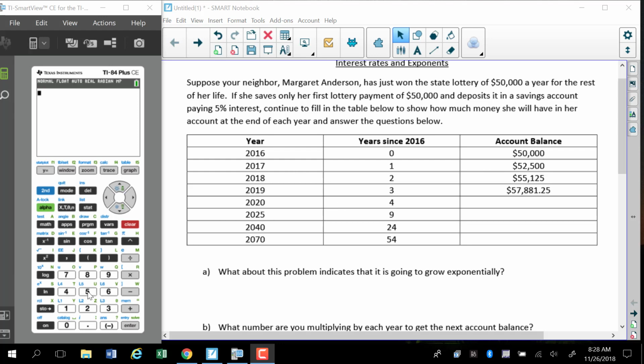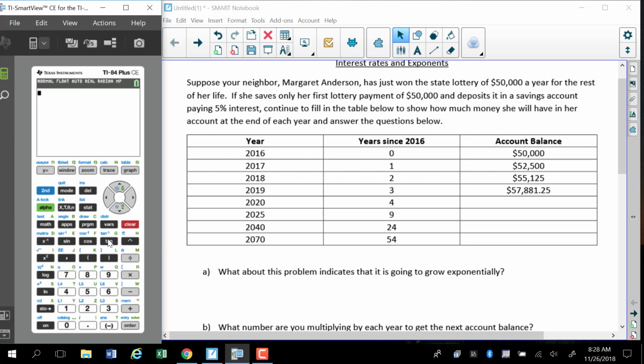So if we start with $50,000, and I would suggest pausing the video if you don't have a calculator right now, and make sure you have a calculator with you. If we have $50,000 and we're looking at a 5% interest, we can multiply that by 0.05. And that $50,000 at 5% interest is going to gain us $2,500 in that first year. Then we can take that $2,500 and add it back to the $50,000 in the bank that we didn't touch, and you're going to have the $52,500, which is the account balance over here.